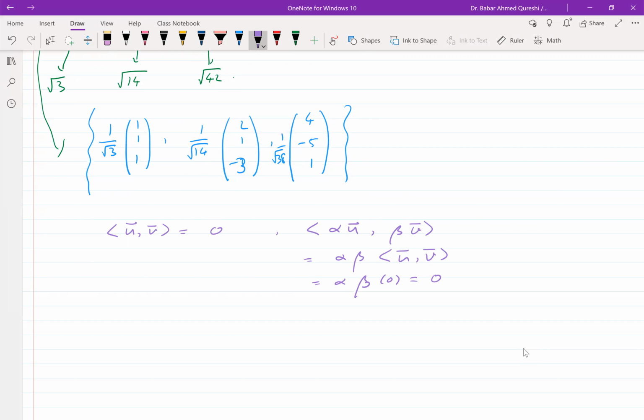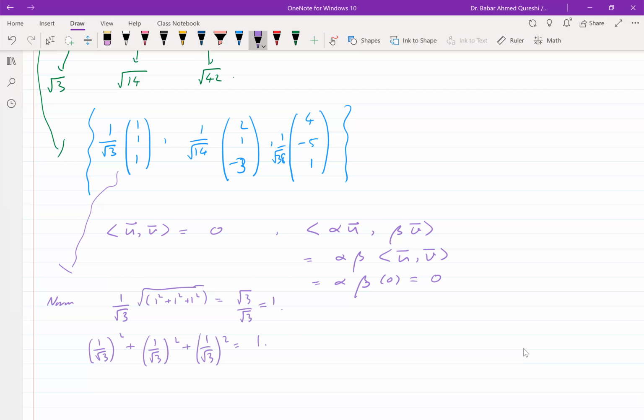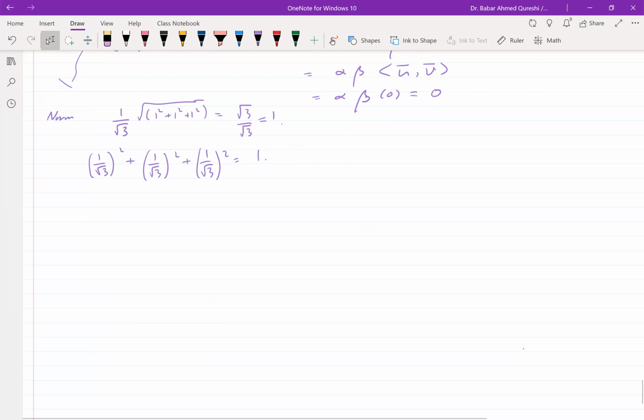But by scaling with this length, now the norm will come out to be 1. So for example, if I take this, its norm or length is, this thing stays out, and then I do this, so it's still 1. Or you could write it this way: 1 over root 3 squared plus 1 over root 3 squared plus 1 over root 3 squared, which is 1. So in this way, I can very quickly normalize them.